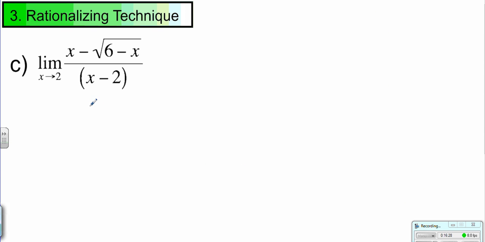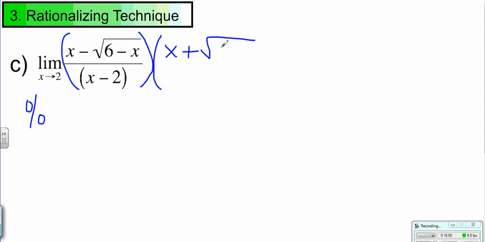Finally, last one we're going to fit in here. I see radicals in the top. That's going to be the one I am going to rationalize. If I were to put 2 in, I'd have 2 minus square root of 4. That'd be 2 minus 2. That'd give me 0 on top, 0 on bottom. This is the 0 over 0 type. Let's try rationalizing. So we'd have x plus instead of x minus. x plus the radical over x plus the radical.